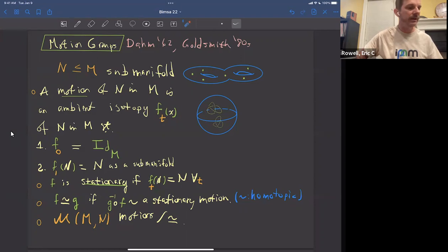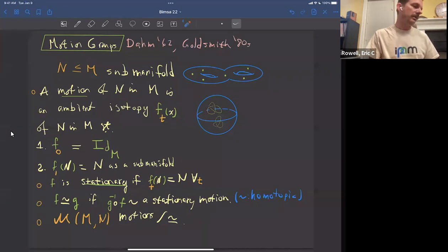So a motion of N is basically just it moves around inside. It's an ambient isotopy of N in M, so that it starts with the identity, so nothing, and then at the end, when t is equal to 1, N is back to N as a submanifold. So it could have moved the points, but it has to preserve it set-wise, really.